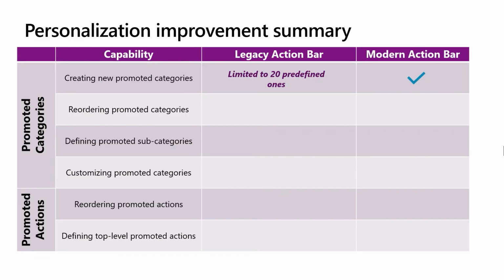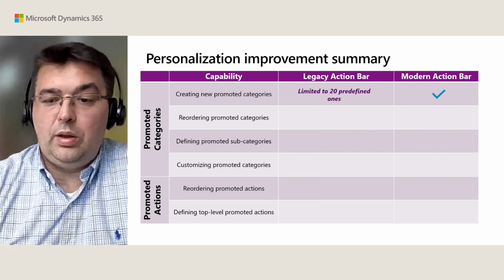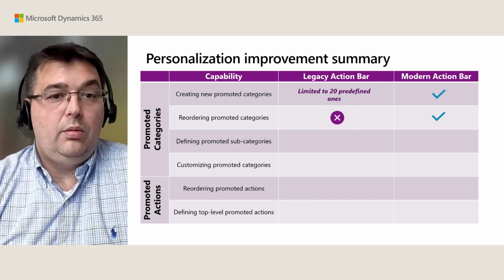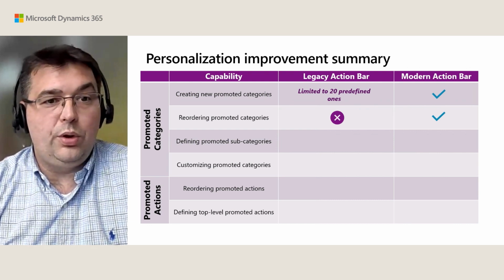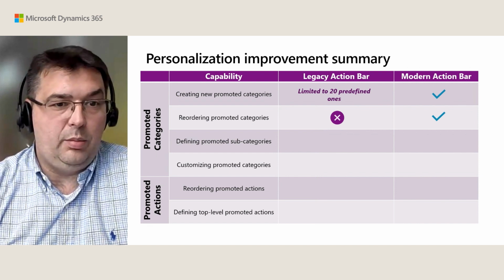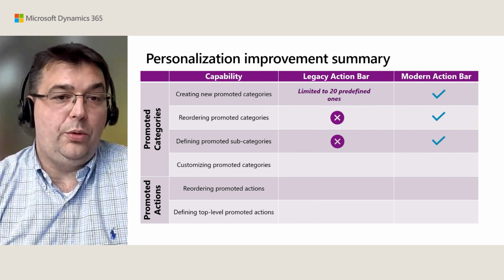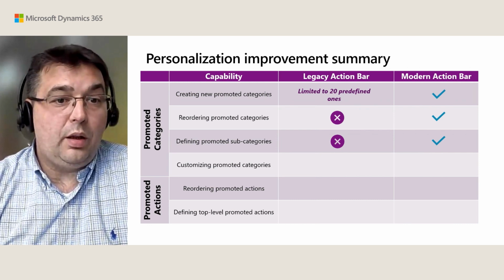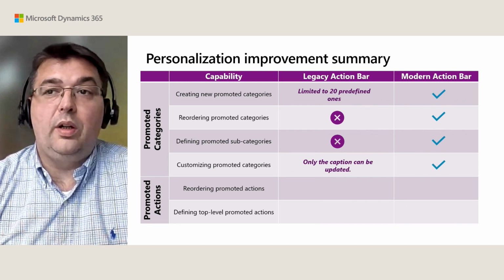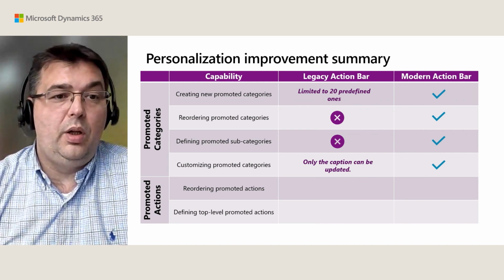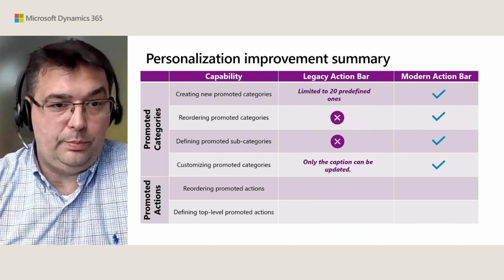Instead of a demo summary, let me take you through a comparison of personalization capabilities in the legacy and modern action bar. In the area of promoted categories, as you saw, you were limited to 20 predefined categories. Right now, you can actually add as many as you want. In the legacy action bar, you weren't able to reorder promoted categories. The modern action bar enables you to do so. Defining promoted subcategories was also not possible. And for customizing promoted categories, you could have only customized the caption in the legacy action bar, whereas with the modern action bar, you can do much more.